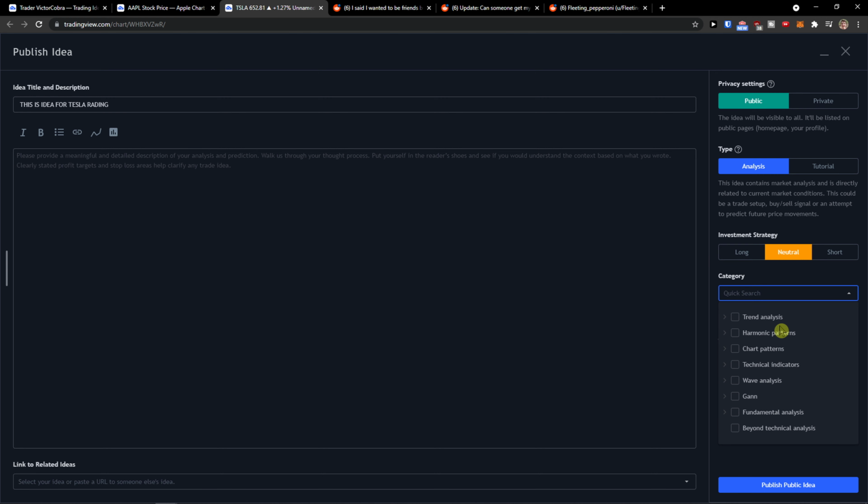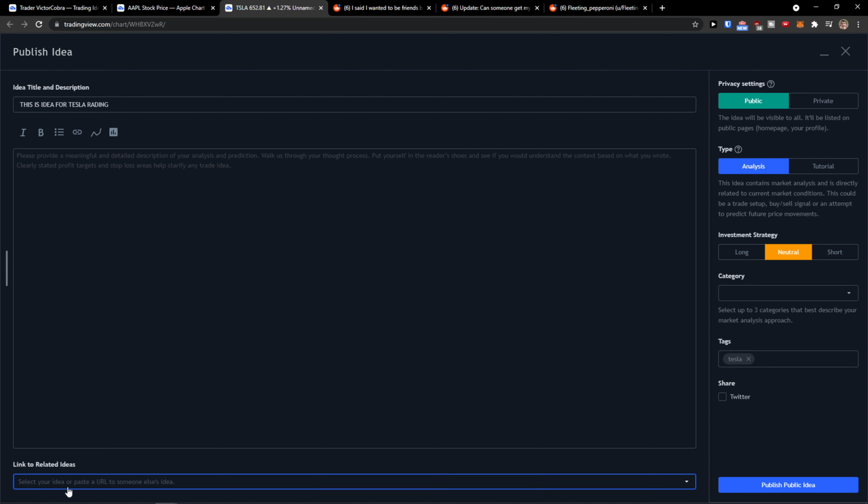If it's going to be trend analysis, harmonic patterns, chart patterns, technical indicators, or wave analysis, again, you choose which suits you the best. And tags like Tesla, etc. And then on the bottom you see the link to related ideas, so you can also find similar ideas and just post them here.